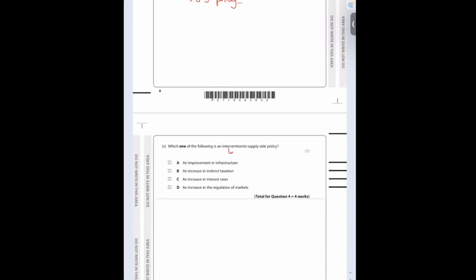So this is governments intervening in a market to correct a market failure. An improvement in infrastructure is looking pretty likely because that's governments maybe spending on roads, bridges, hospitals, schools, whatever it might be. An increase in indirect taxation is not interventionist. If you decreased taxation, that would not even be an interventionist supply side policy, it'd be a free market, it'd be reducing the level of state intervention.